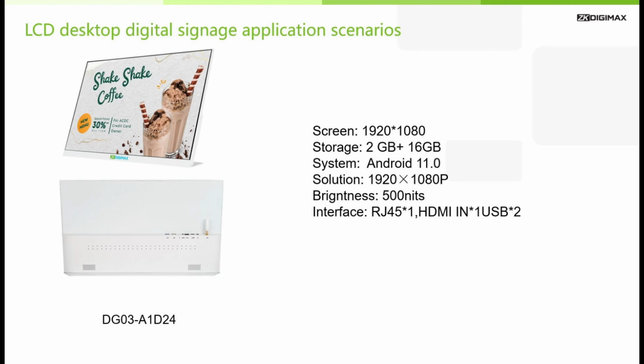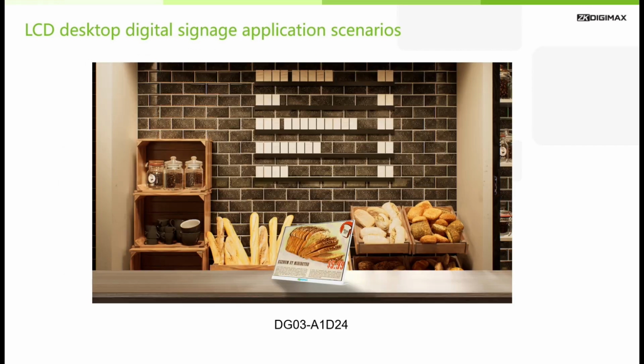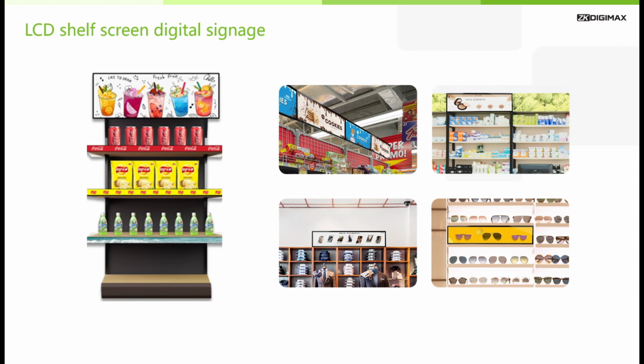This is also an Android-supported digital signage. The storage is 2 GB plus 16 GB, total 18 GB. Then the resolution is 1920x1080. So this is the scenario we can use here, for cash counter, hospital desk, anywhere we can use this one. This is actually available only right now. One size is 24-inch. This model name is DG03A1D24, and this is one of our most innovative products.